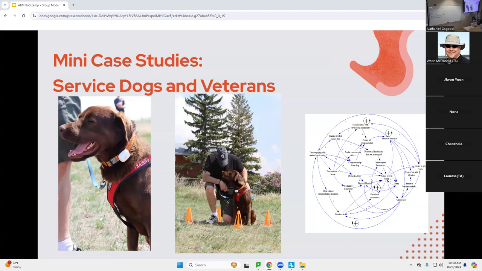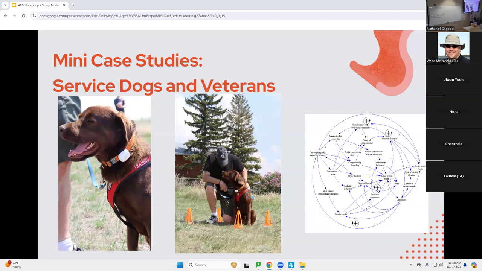And she is a service dog that was starting to be trained. Pausing. Going backwards in my brain. Service dogs and veterans. So these are all veterans who dealt with PTSD or symptoms of PTSD.